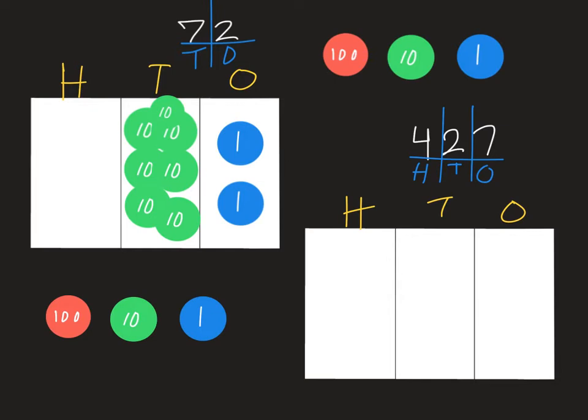Okay, now if we take a look over here at the 427, here we have to use up all 3 places. So we could use all 3 place value discs in these spots. Starting from the ones place, we have a 7. So same thing that we did earlier, we're going to put 7 place value discs into the ones place.